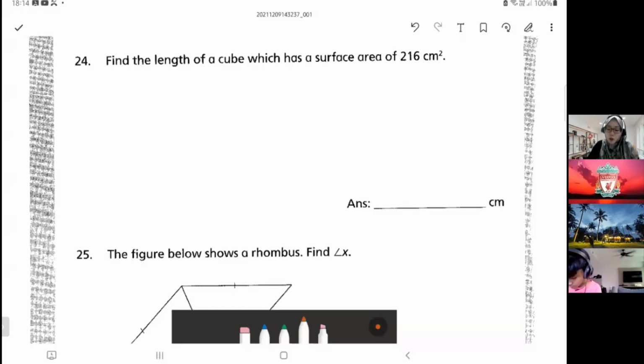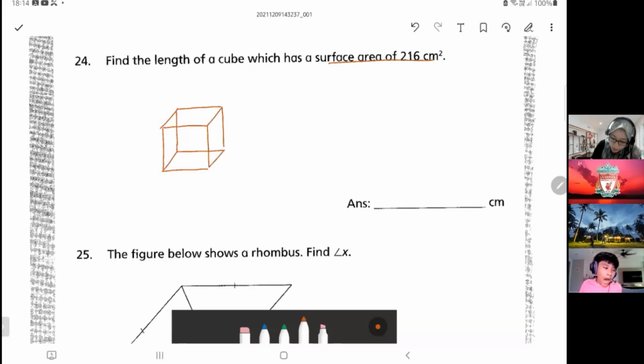Find the length of a cube which has a surface area of 216 cm squared. Okay, so if you look at a cube, if you do not know what a cube looks like, you can draw out the cube. Okay, I encourage you all to draw out your diagrams. If you're not sure how that diagram looks like, draw them out to know how they are. This is a cube. Right?